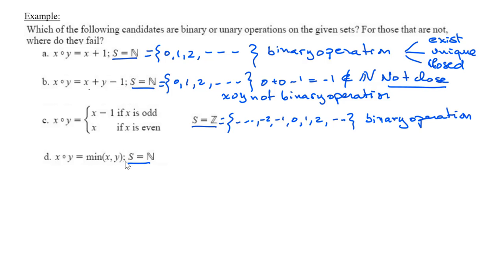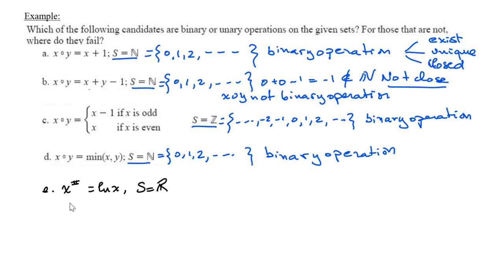Let's see this one here. The set of N, which is again 0, 1, and 2. And then if I pick x and y from this set, does the result exist? And we see that it does, because it's always going to be something within N, which tells me it's closed, and it tells me it's unique. You don't get two minimums, you always get one minimum, even if x equals y. So my answer here is that this is a binary operation.